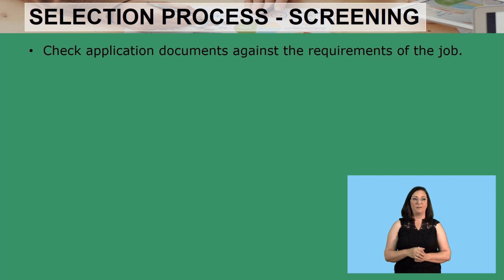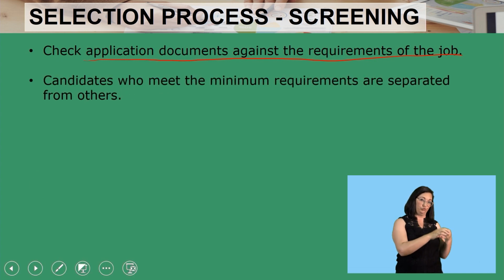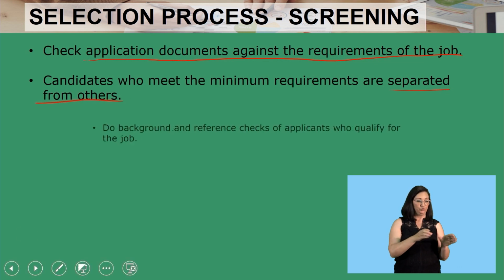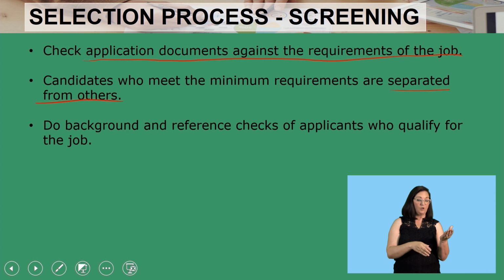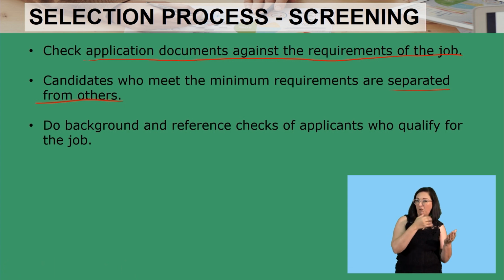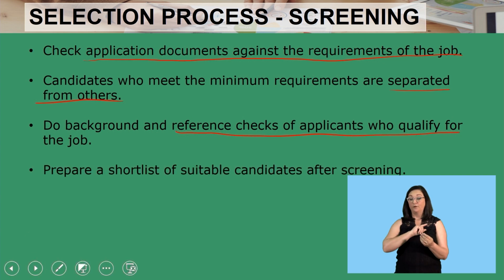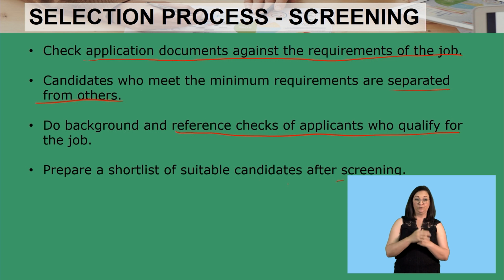So when we are screening, what are we doing? We check the application documents against the requirements of the job. Candidates who meet the minimum requirements are separated from the others. Remember, I mentioned that earlier on. We do a background check, maybe criminal references, maybe if you've been in prison, all those things. We need to do a background check on that, and reference checks of applicants who qualify for the job. Prepare a short list of suitable candidates after the screening.